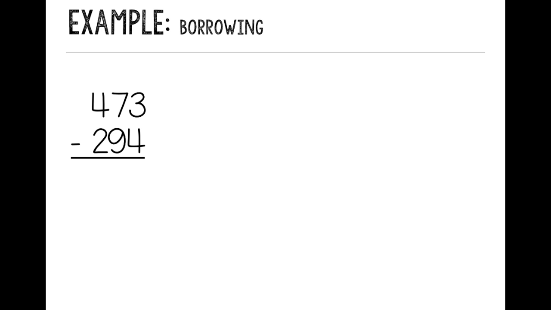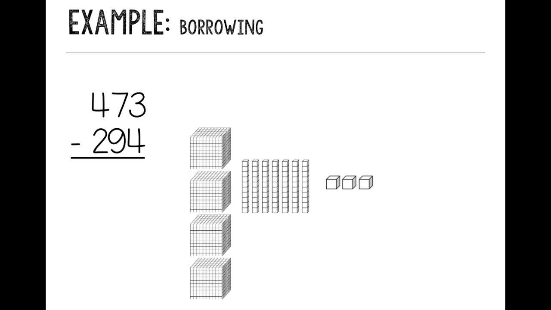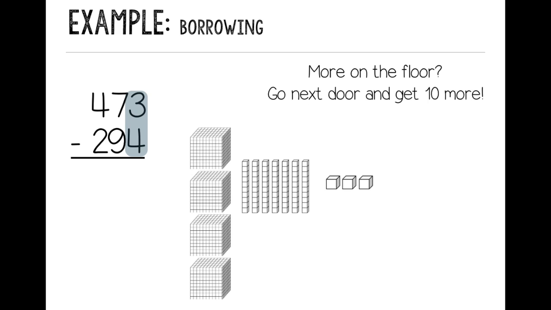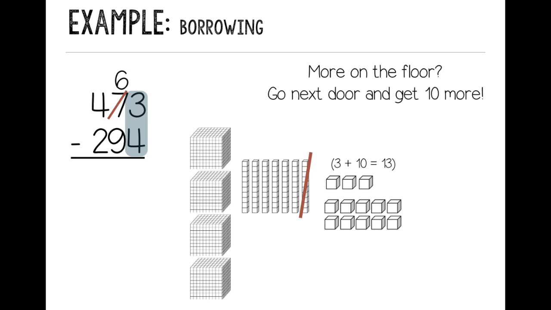So let's look at how to borrow. If I have 473 minus 294, I start in my ones place, 3 minus 4. And I know that there's more on the floor, so I'm going to have to go next door and get 10 more. I can't take away 4 from 3. So I go to my tens place, and I have 7 tens. And I can get rid of one of those tens, and I can change it into 10 ones. So now I have 6 tens, and I can add my 3 ones plus 10 ones for 13 ones. So I can change the 3 into a 13. Then I subtract 13 minus 4, and that leaves me with 9.